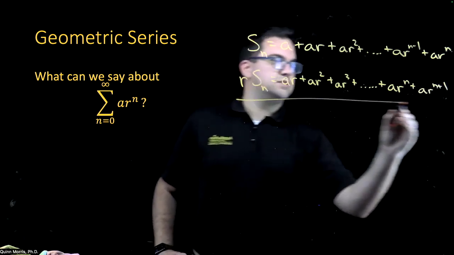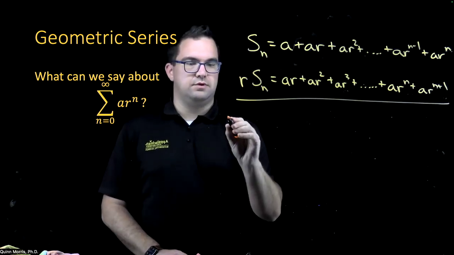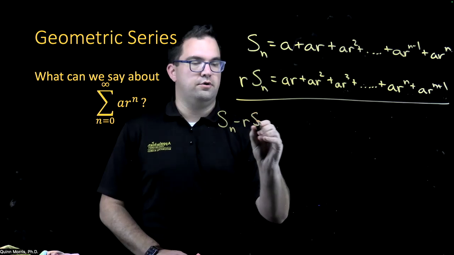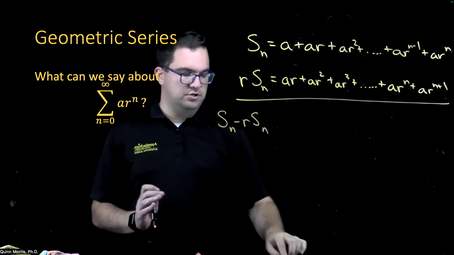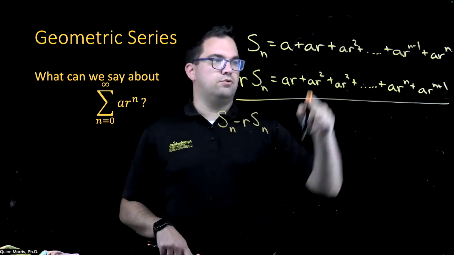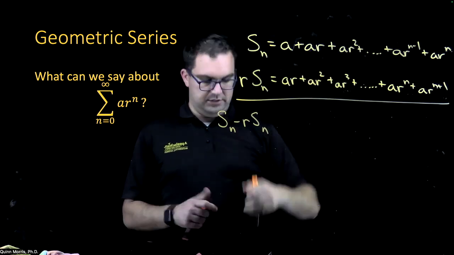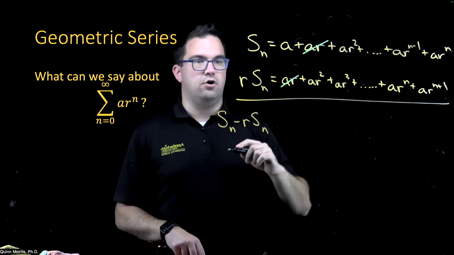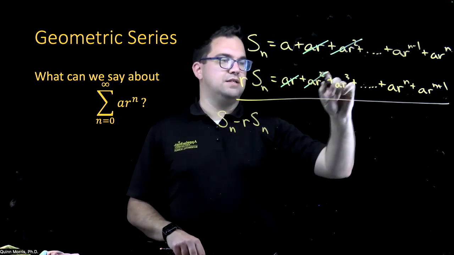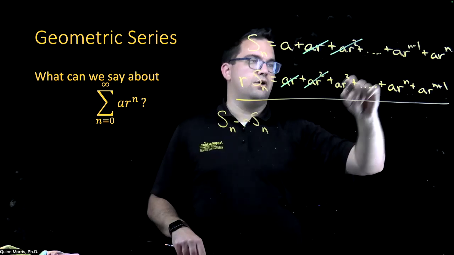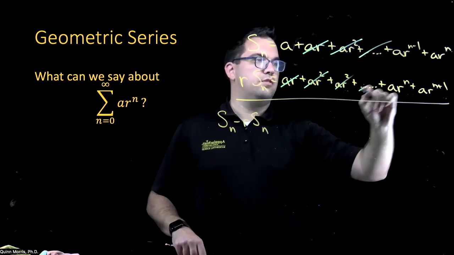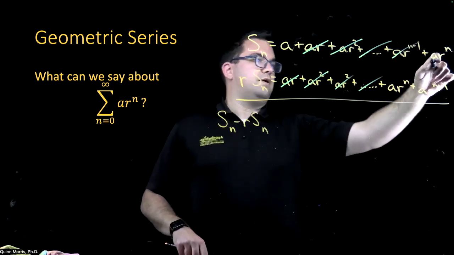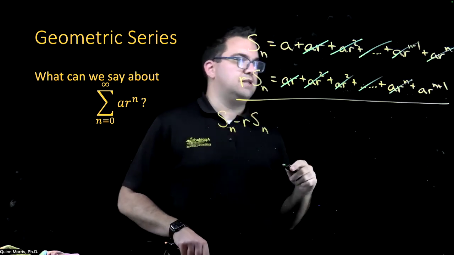Now what I want to do is subtract both of these. I want to write an expression for s sub n minus r times s sub n. If I subtract these, you'll notice that a lot of things will cancel. So I will get an AR minus an AR, and an AR squared minus an AR squared, and an AR cubed minus an AR cubed. So all this stuff will cancel. And then I'll get an AR to the n minus an AR to the n.